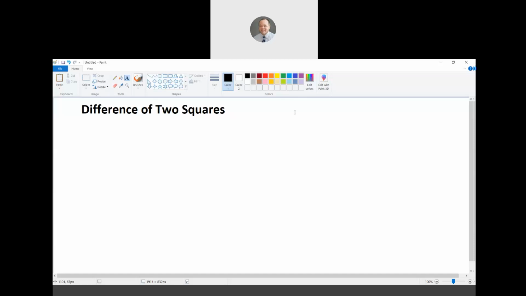This is still special products that we're about to go over. And difference of two squares actually has its own formula. So I'll write down the formula in just a second, once I've plugged in my charger.